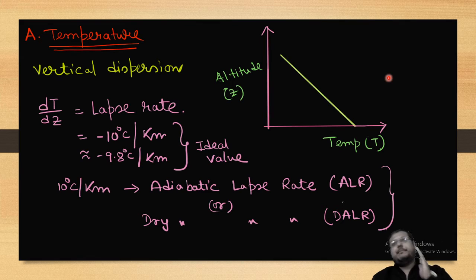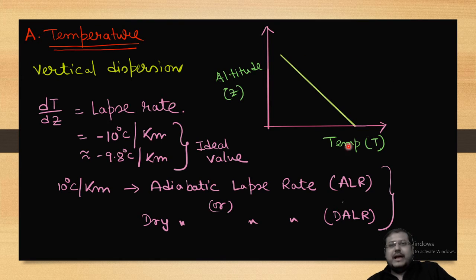First, we are going for temperature. That is a major meteorological parameter, which will define the vertical dispersion. How high the pollutant will go; the higher it goes, the better. And that upward movement will be defined by temperature.